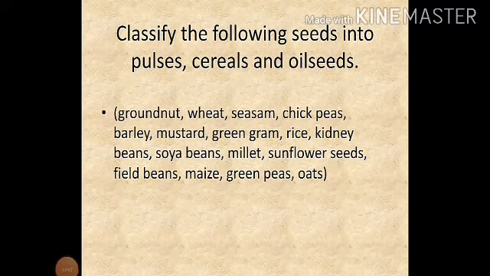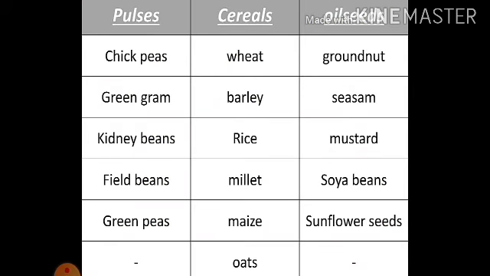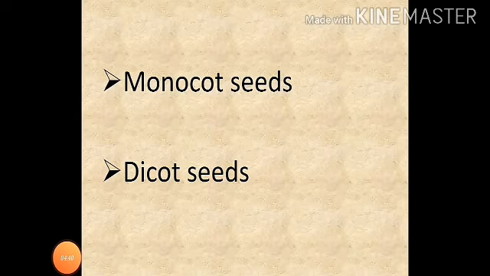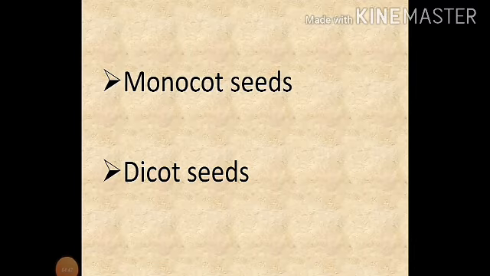Then in the last session we did this activity, classify. We divided all the seeds given here on your screen into pulses, cereals and oilseeds. We have classified them into these groups, or we can say into the types of seeds. Here you can see the table of it. We had done it in the last session. Hopefully all the things we learned in the last session have been revised, and you have understood them.